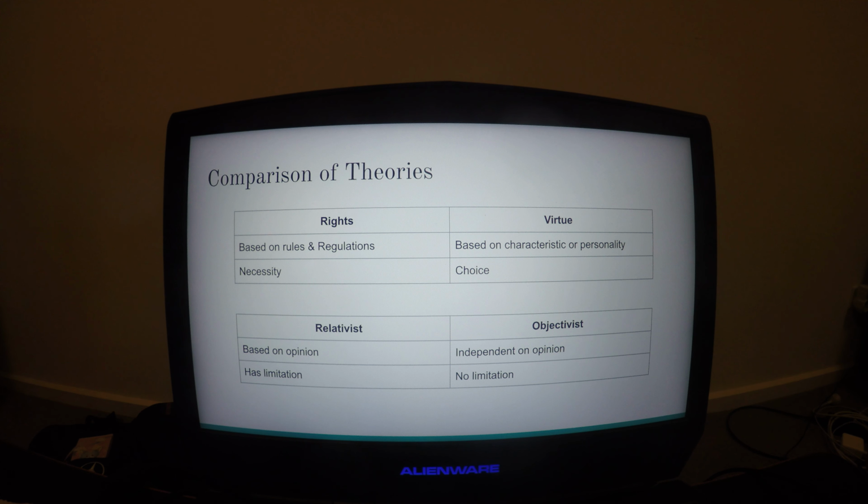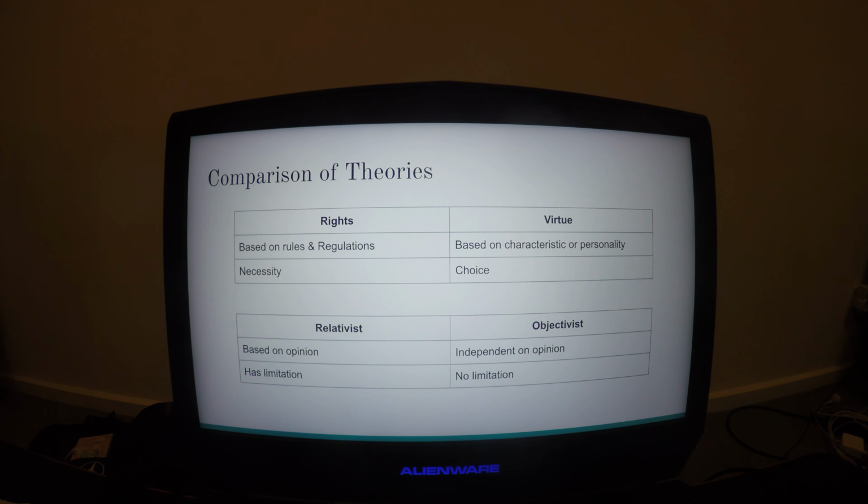So moving on to comparison of theories. The first is rights versus virtue. Whilst rights are based on rules and regulations, virtue is based on an individual's characteristic or personality. And rights is a necessity because the rules and regulations has to be followed in order to meet rights, while virtue is a personal choice whether an individual wish to develop virtue or not.